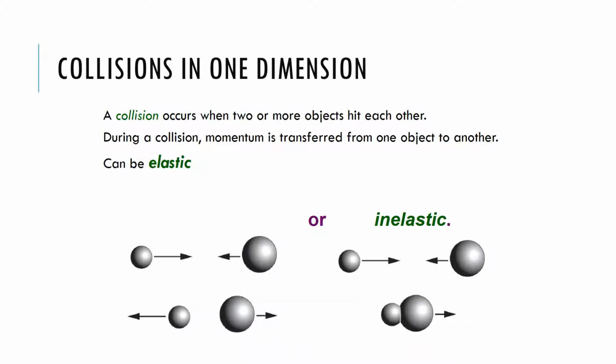So collisions occur when two or more objects hit each other. During a collision, momentum is transferred from one object to another. It can be elastic or inelastic. Elastic means that when these two spheres meet, they are going to bounce off one another and they maintain their shape. However, with inelastic, when they run into each other, they're not going to maintain shape. They're going to kind of join together and then move with a common velocity in the direction of the greater velocity.